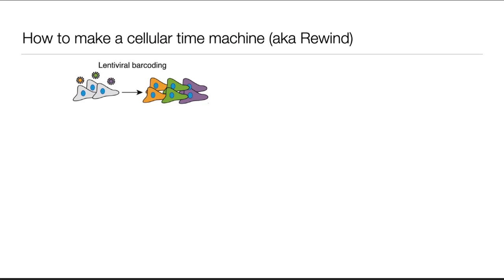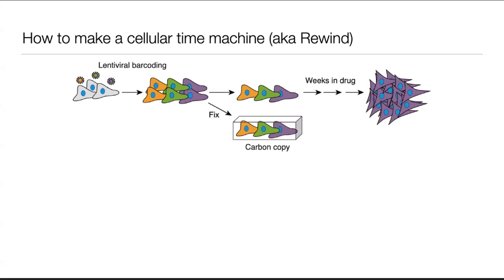We then let the cells divide. So now we've got these twins, right? So we've got the orange twins, the green twins, the purple twins, the color of the different barcodes. And then what we do is essentially the twin experiment, like separated at birth. So we take these twins, we separate them at birth, and it's not quite at birth, but you fix half of them for downstream analysis, the carbon copy. So that's like freezing them in time.